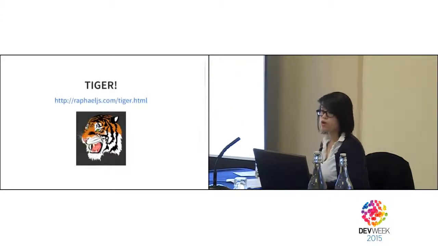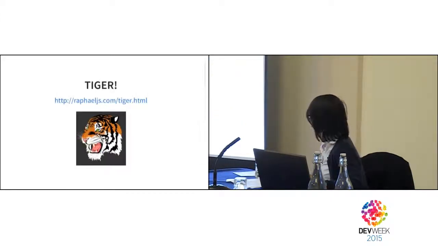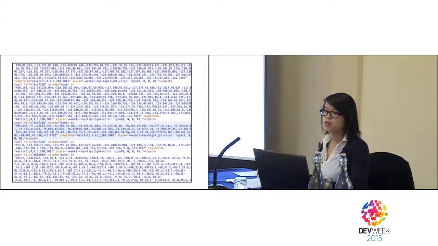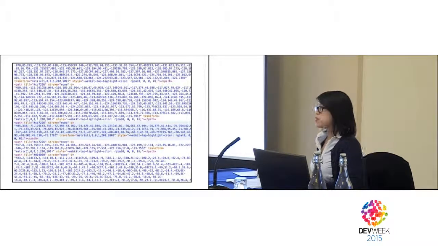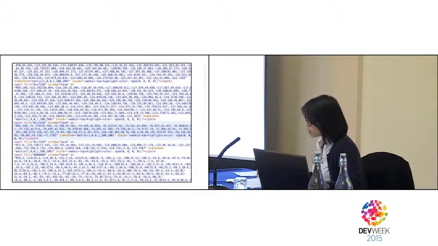So here's a super awesome tiger created with RAPHAEL.JS. And here's the source code. So it's just like a bunch of coordinates. But since it's in the DOM, it means that you can bind events to it, which you couldn't do with Canvas. And it's also more accessible to screen readers because a screen reader can actually see this code.